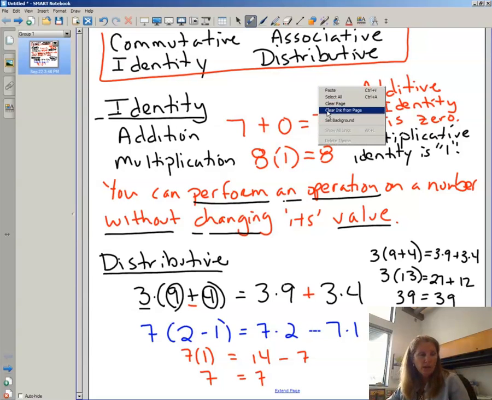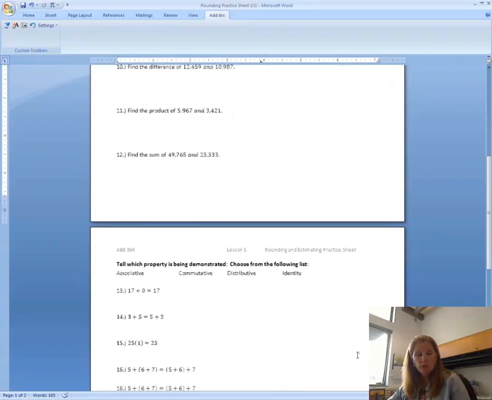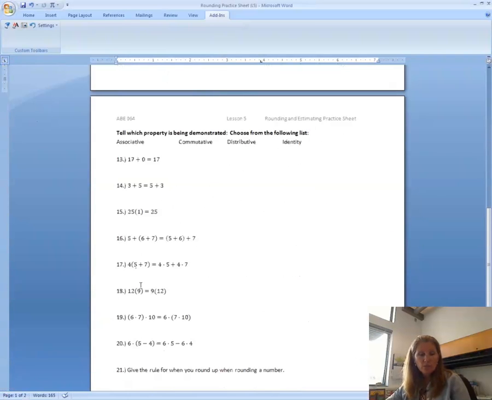Okay, you don't have to know how to spell these things on your homework. I'll show you what it looks like. Again, you should have your practice sheet already printed. But what I have is a list of things here, and I'm saying which property is being demonstrated. And then you choose them: associative, commutative, distributive, or identity.